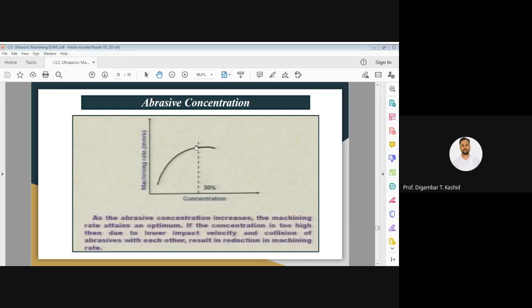And as abrasive concentration increases, the machining rate attains the optimum value, which I have shown by the dotted line. If the concentration is too high or beyond the optimum value, then due to the lower impact velocity and the collision of your abrasive particles with each other, that collision results in a reduction in your machining rate. Okay, this is the abrasive concentration.